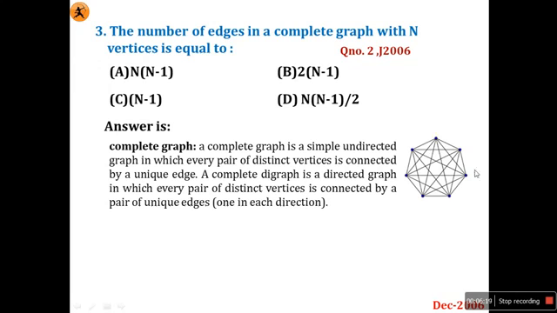This is a complete graph. So how many edges are there if it is a complete graph? Definitely it is n into n minus 1 by 2. I think this graph is used in mesh topology. So I hope it's clear what a complete graph means: a simple undirected graph in which every pair of distinct vertices is connected by a unique edge, meaning one vertex is connected with all other vertices. This one was asked in June 2006, question number 2.